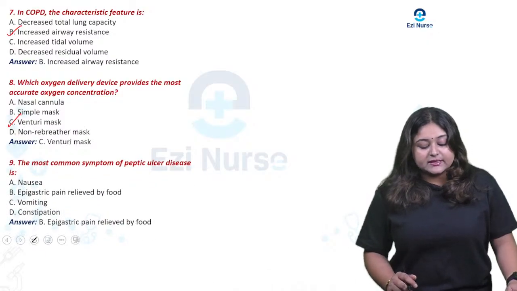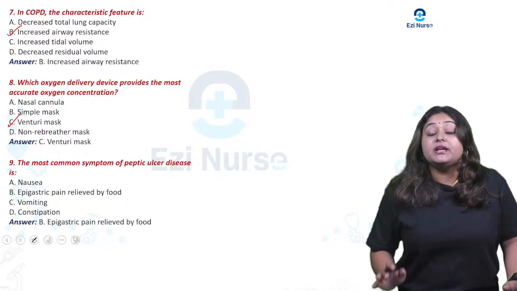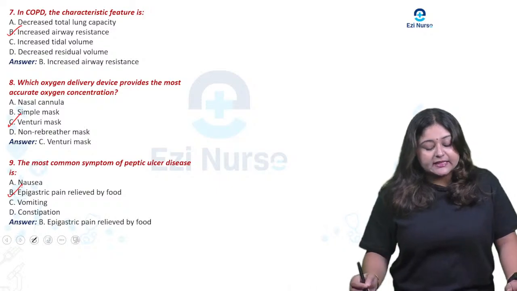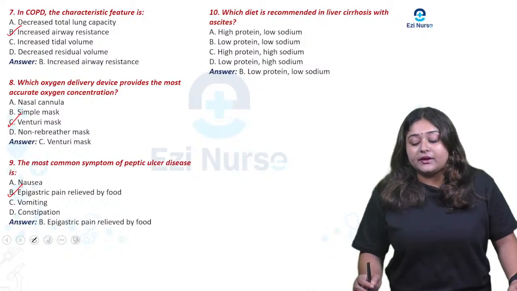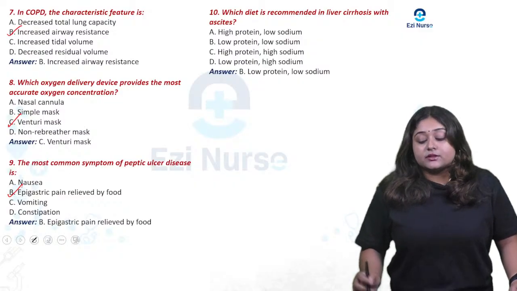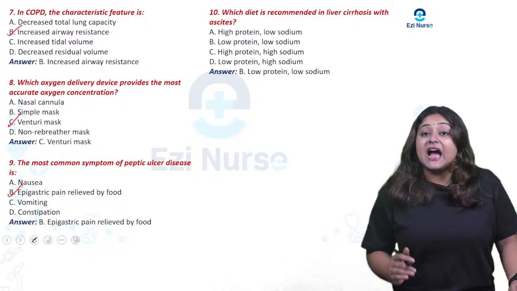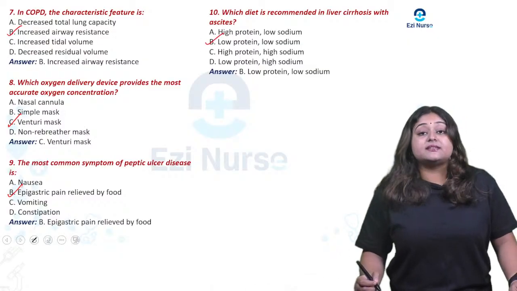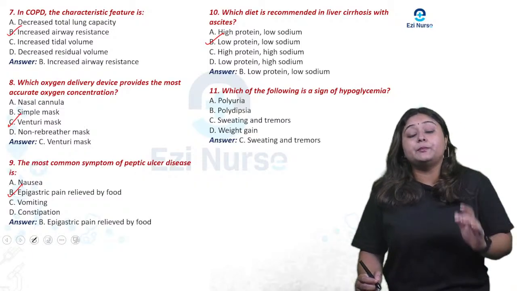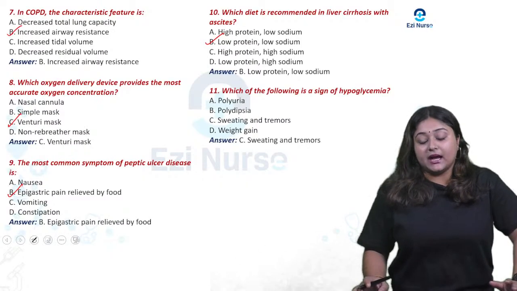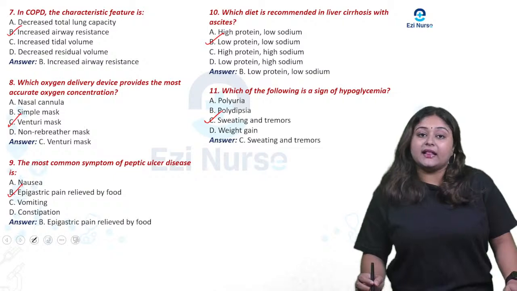Okay. Next, the most common symptom of peptic ulcer disease is, and the answer is option B, epigastric pain which is relieved by food. Next, which diet is recommended in liver cirrhosis with ascites? For these two conditions, which is the most preferable diet plan? The answer is option B, low protein and low sodium. Next, which of the following is a sign of hypoglycemia? The answer is option C, sweating and tremors.